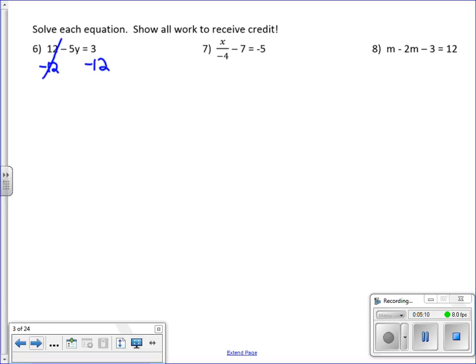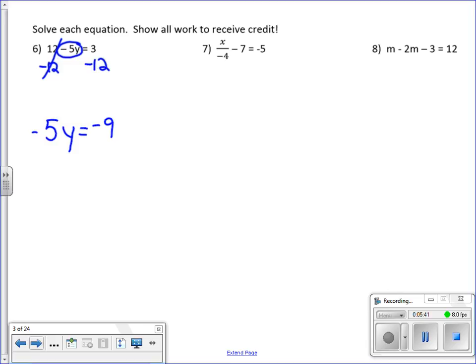This cancels out. I have to circle what I have left. You have a negative 5y left. So I'm going to rewrite that as negative 5y is equal. And now I have a 3 minus 12. 3 minus 12 is negative 9. Because think money, too, when you're doing your negatives. I have $3, but I owe somebody $12. Well, I can give them $3, but I still owe them $9.